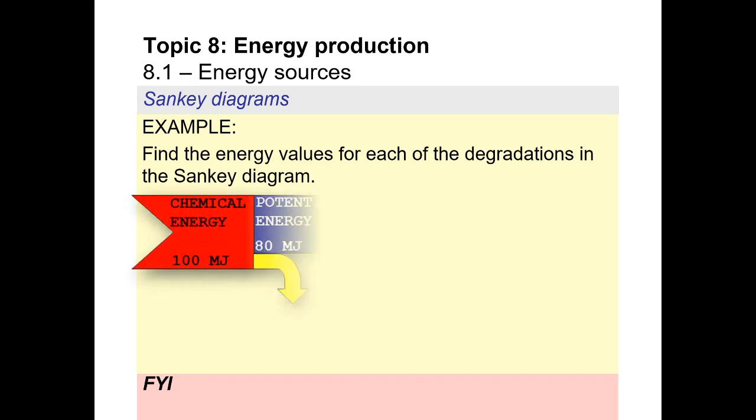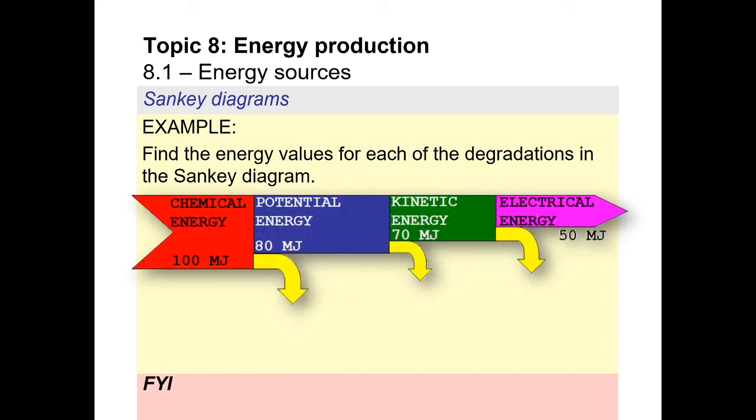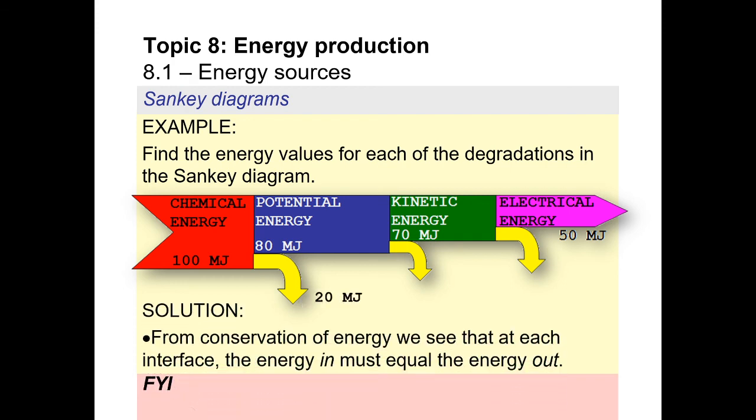Okay, find the energy values for each of the degradations in the Sankey diagram. Originally we started off with 100 megajoules, and now we're at 80, right? So we lost 20 megajoules. The second time we go from 80 to 70, so we lost 10 megajoules. And finally we go from 70 to 50, so we lost 20 megajoules. Overall, we lost 50 megajoules out of the 100.